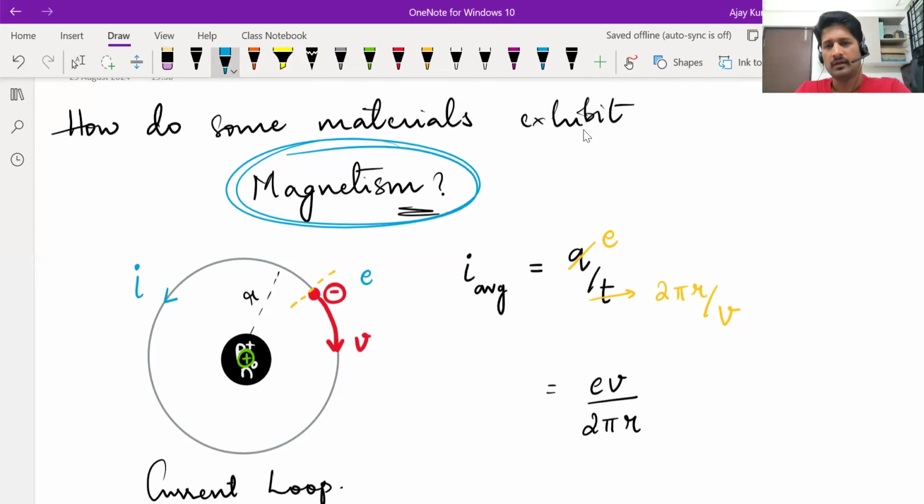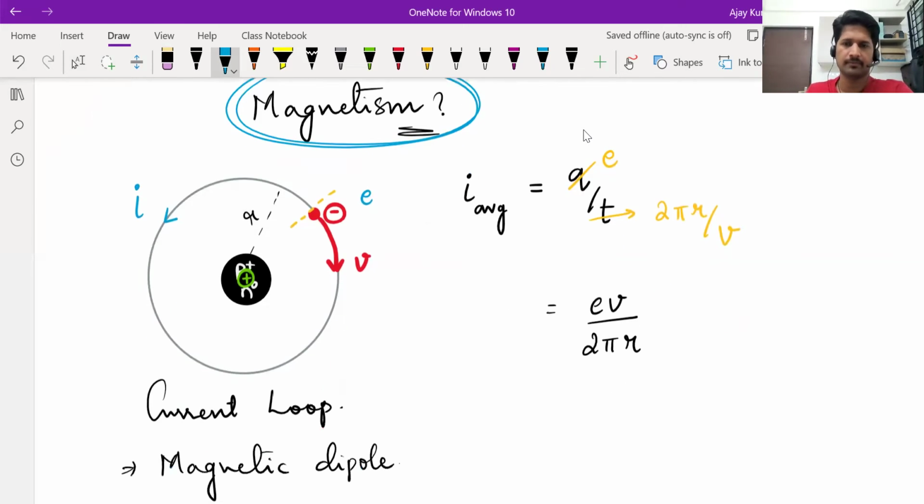Does every material, like plastic, steel, wood, have electrons revolving around the nucleus or not? What do you say?